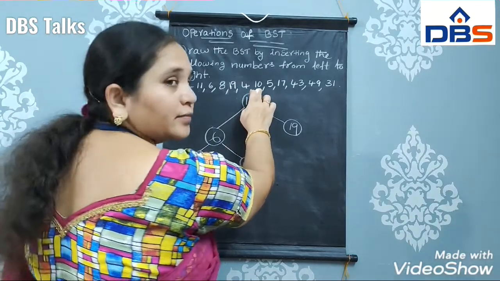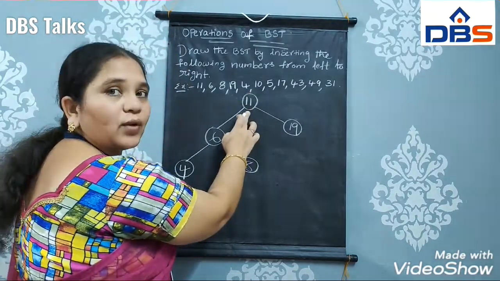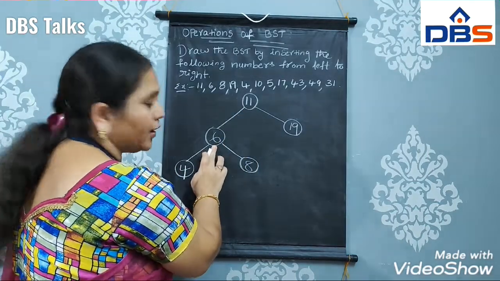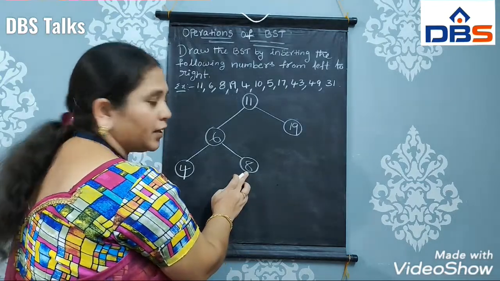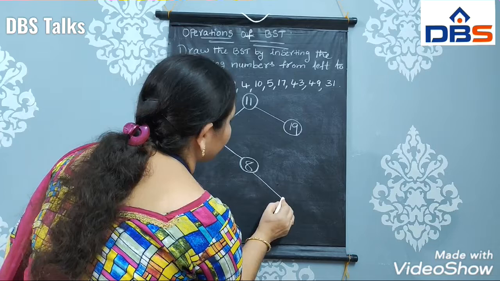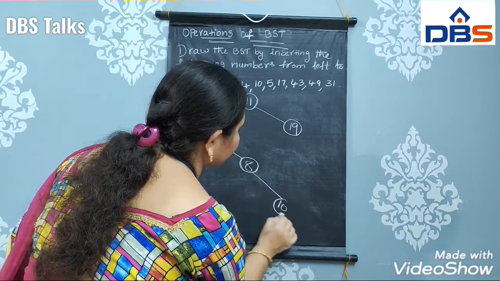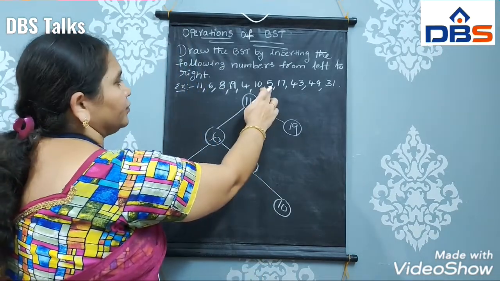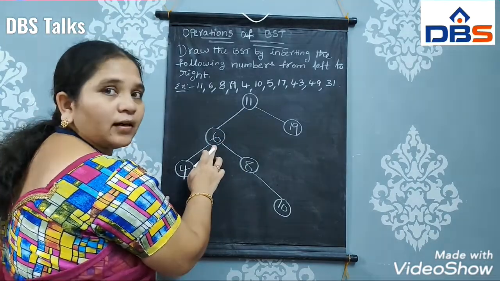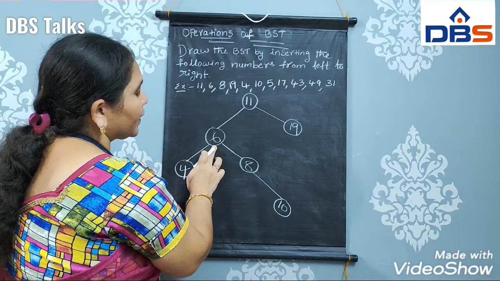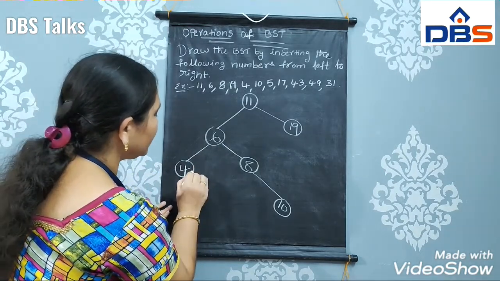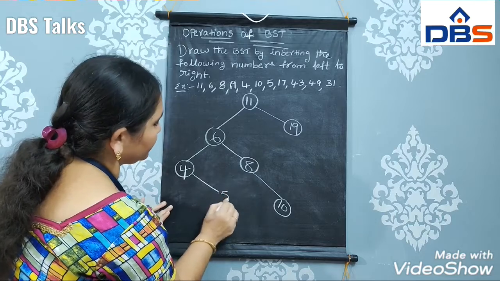The next number is 10. The 10 is lesser than 11 and greater than 6 and also greater than 8, so we insert it at the right hand side of this node, that is 10. The next number is 5. The 5 is lesser than 11 and lesser than 6 and greater than 4. That's why we insert 5 here.